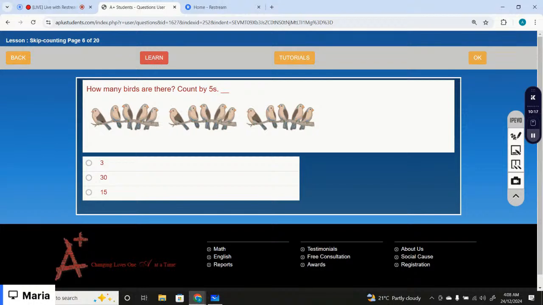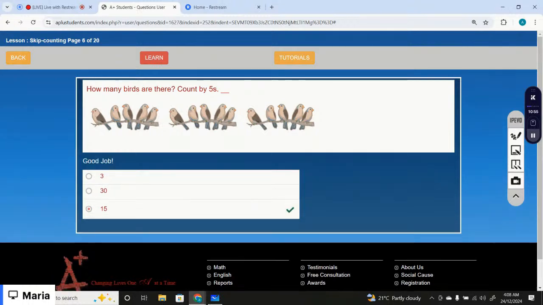How many birds are there? The correct option is 15. Option number three is the correct option.